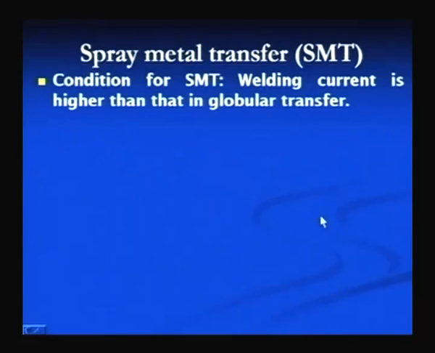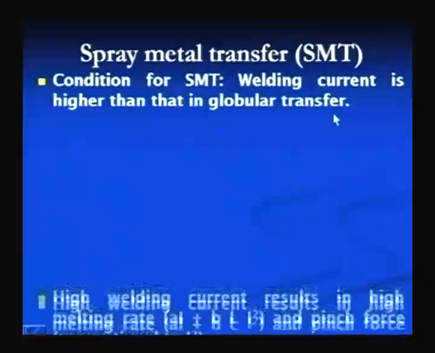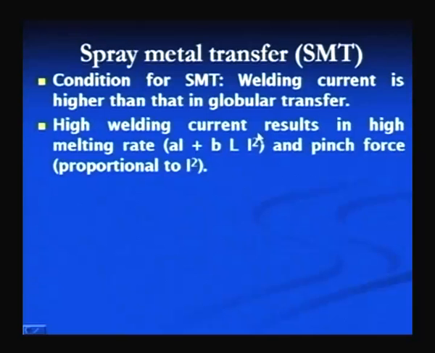Spray transfer is another important metal transfer mode which takes place in the gas metal arc welding process, and it is noticed when the welding current is higher than that required for globular metal transfer. The high welding current makes it possible to have a high melting rate, because the melting rate is governed by this equation: A I plus B L I square, where I represents the current value, L is the electrode extension, and A and B are coefficients. Here A I represents the melting due to the heat generated at the anode or cathode side, and B L I square represents the melting due to the electrical resistance heating in the electrode extension portion. So, the higher the current value, the higher will be the melting rate.